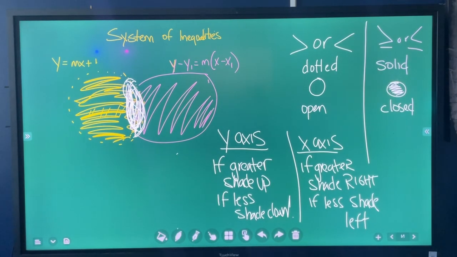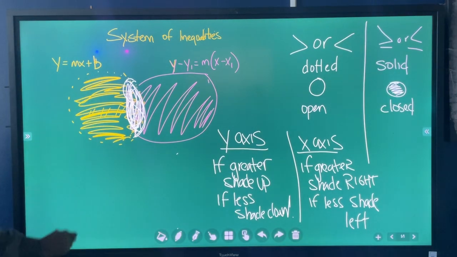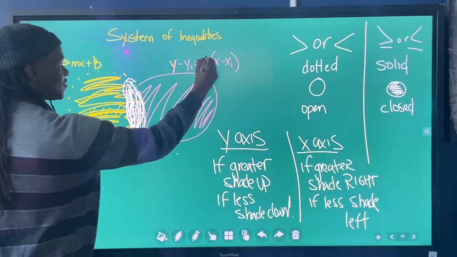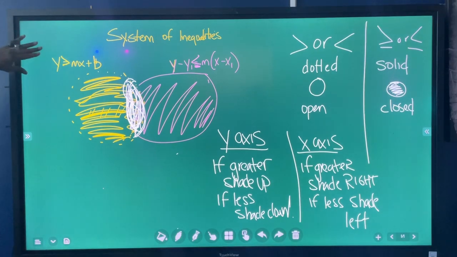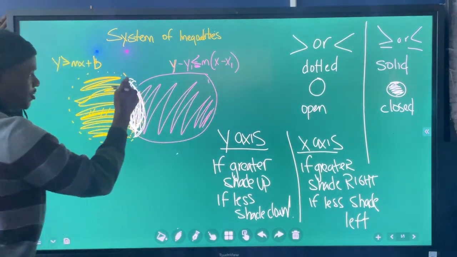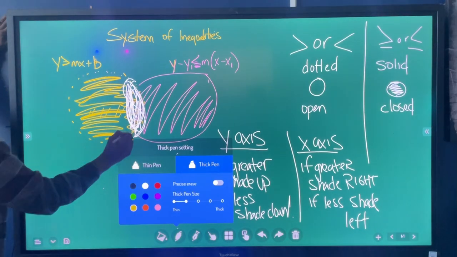All right, just to reiterate, when we're dealing with these systems of inequalities, you're going to have one equation. Let's say I had this equation over here. Remember, you told me that this one was slope-intercept, and because it's less than, you see that it's already there, and it's going to be dotted. When you graph it, it's going to be dotted.